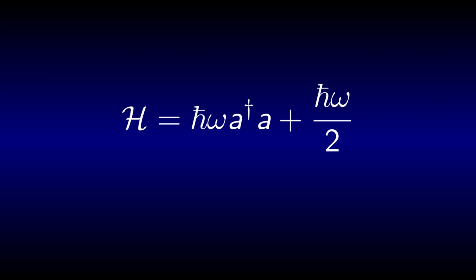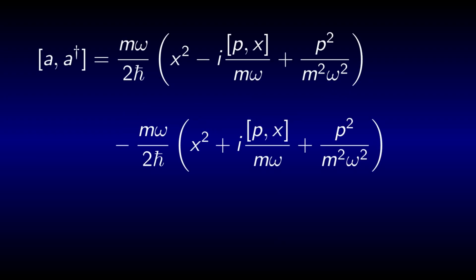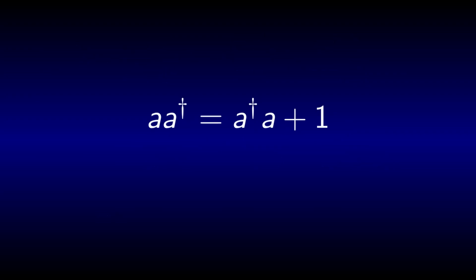In order to find out, it's useful to know the commutator of a and a dagger. It can be calculated using the already known commutator of x and p, and turns out to simply give 1. We now know what is left over if we change the position of a and a dagger.